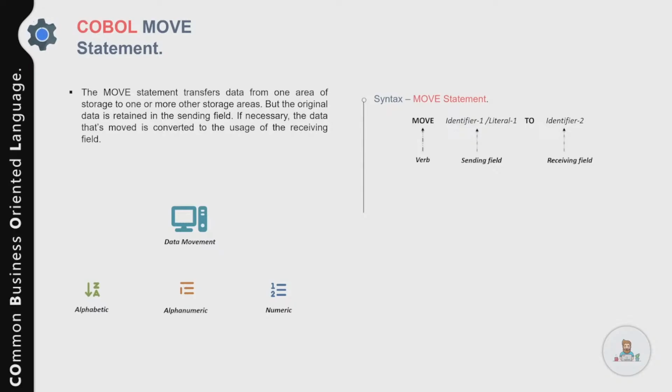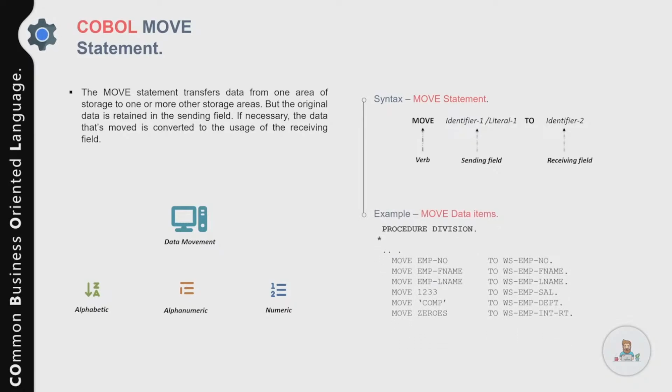And lastly, if the receiving field is larger than the sending field, the receiving field is filled with trailing spaces in an alphanumeric move and leading zeros in a numeric move. And if the receiving field is smaller than the sending field, the data moved may be truncated. Now let's talk about the syntax. The syntax of the move statement begins with the move keyword. After that you have identifier 1 or literal 1, which is the sending field. Thereafter you have the to keyword followed by identifier 2, which is the receiving field.